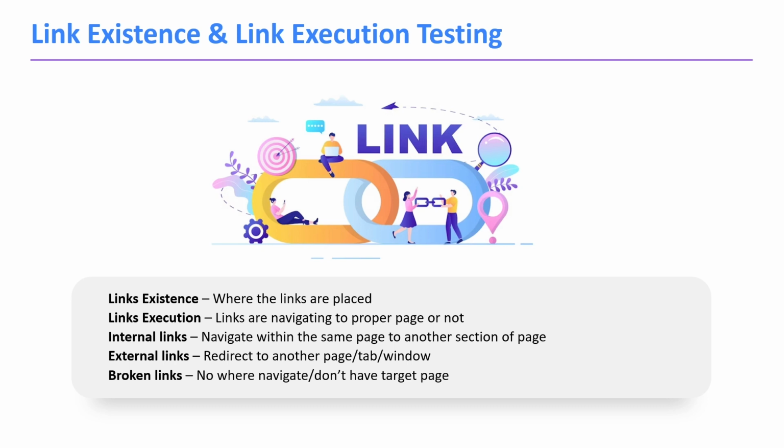The second one is external links. External links redirect to a new page, new tab or new window once you click on that link. And the last one is broken links. Broken links navigate nowhere, meaning if you click on any link, it will not redirect to its destination page, so that link is broken in between. This kind of link we call a broken link, because it is navigating nowhere.